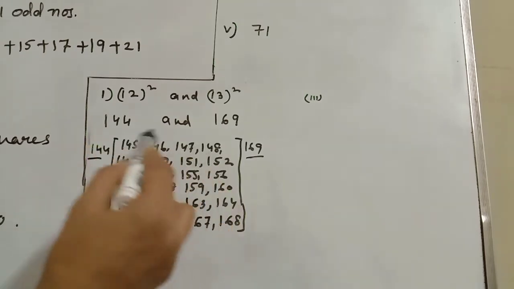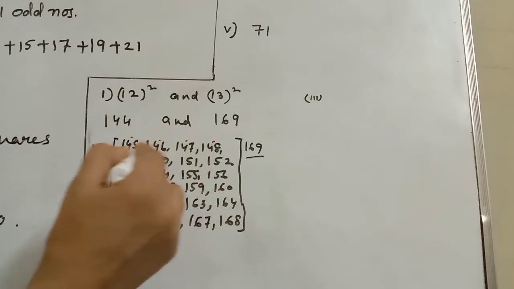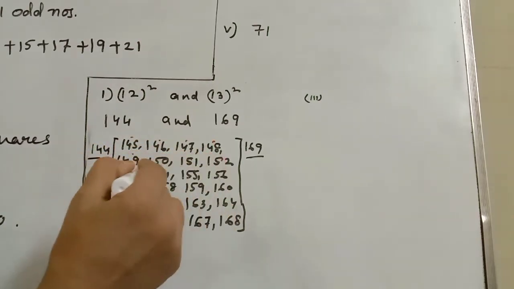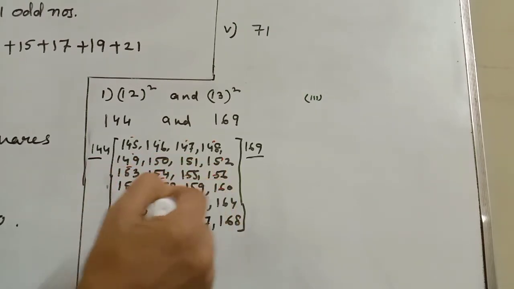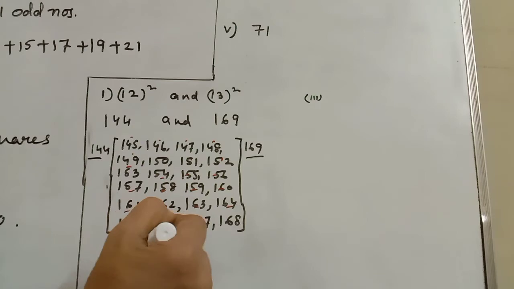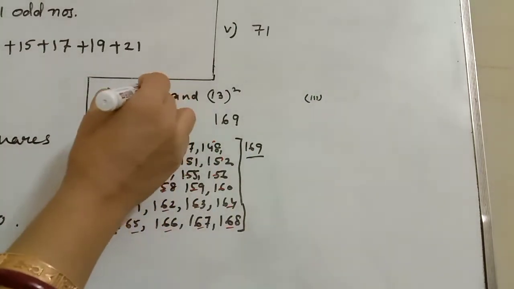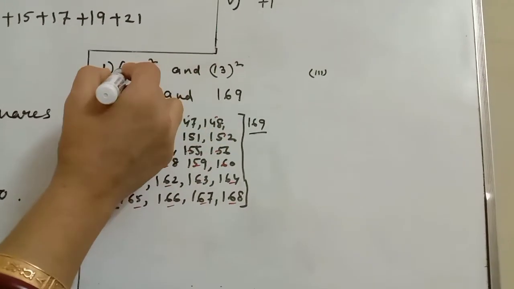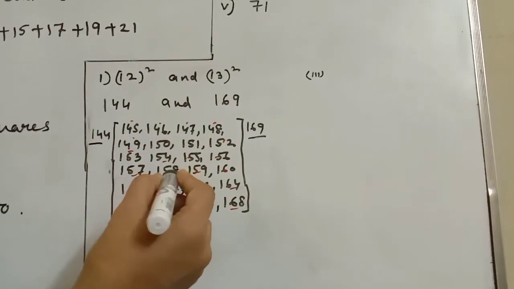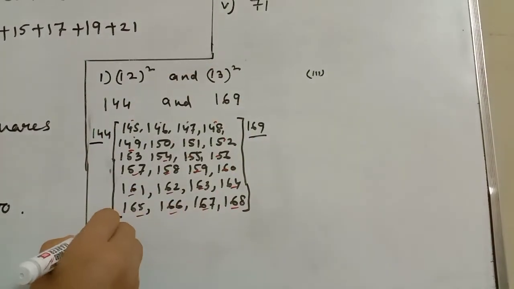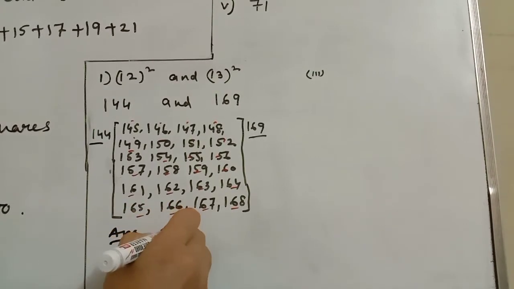Now count how many numbers there are. 1, 2, 3, 4, 5, 6, 7, 8, 9, 10, 11, 12, 13, 14, 15, 16, 17, 18, 19, 20, 21, 22, 23, 24. So in between the squares of the two consecutive numbers, how many numbers are there? The result is 24. Therefore, the answer is 24.